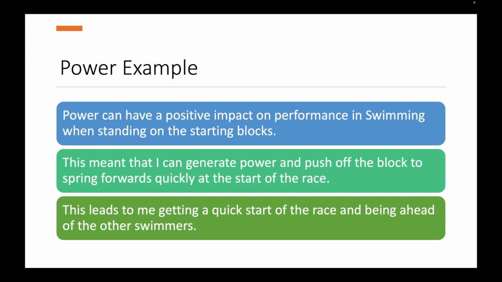The next example is from swimming, and it's to do with power. So power can have a positive impact on performance in swimming when standing on the starting blocks. This meant that I can generate power and push off the block to spring forwards quickly at the start of the race when the gun goes off. This leads to me getting a quick start at the beginning of the race and getting ahead of the other swimmers.